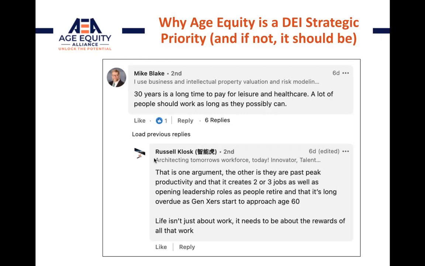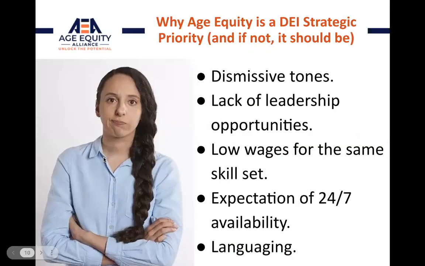Well, it typically manifests with dismissive tones, lack of leadership opportunities, low wages for the same skill set, and this expectation of 24/7 availability in exchange for a free lunch on Friday. And it also comes up with languaging, words such as youngsters, or calling younger employees kids, or women girls, or making statements like, well, one day you'll understand, or when you have more experience under your belt. So equating age with immaturity and inexperience, describing a worker as wet behind the ears or a young whippersnapper, all of these things I've heard in the workplace.